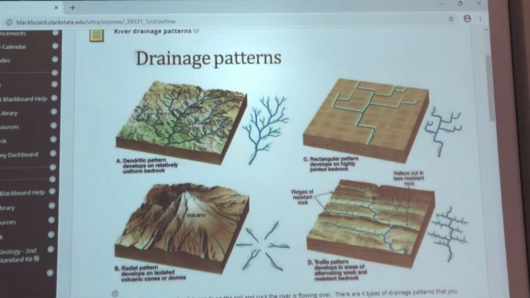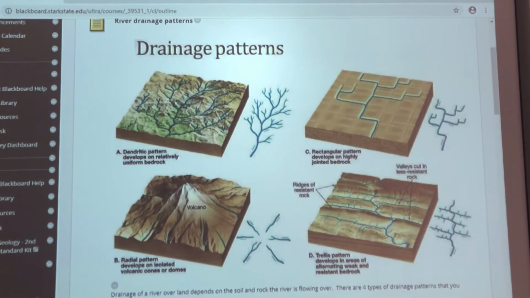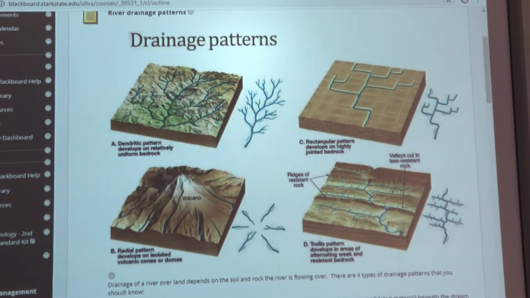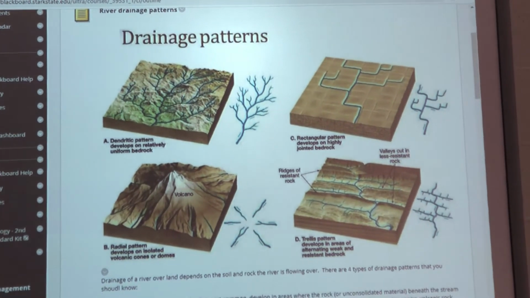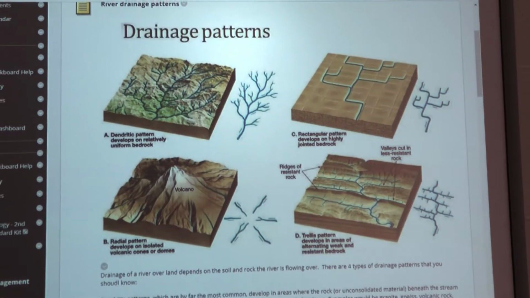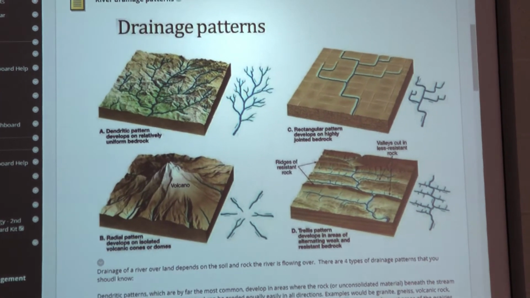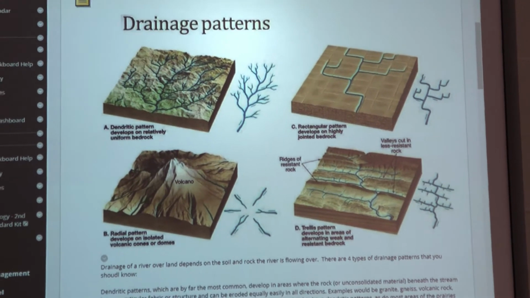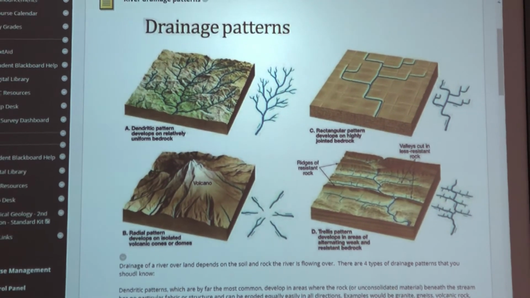And then the last one, letter D, is called the trellis pattern. The trellis pattern forms, it's similar to rectangular, but it has more little failed attempts, little tiny tributaries. And that forms when you have resistant bedrock that will not allow the rivers to cut through it. So it kind of flows around through the easier to travel through rock layers.